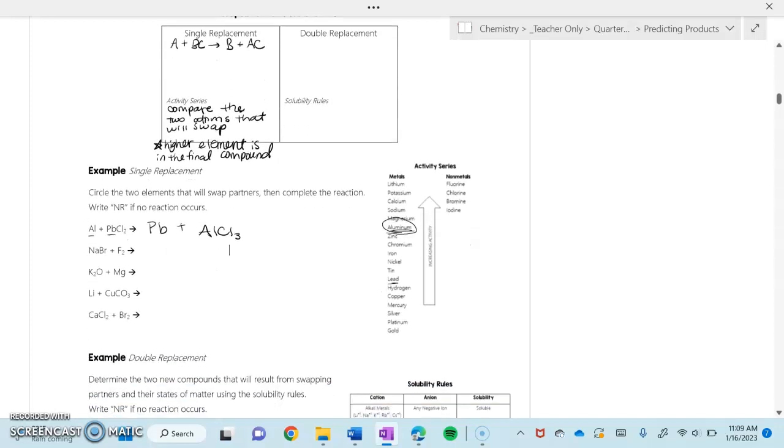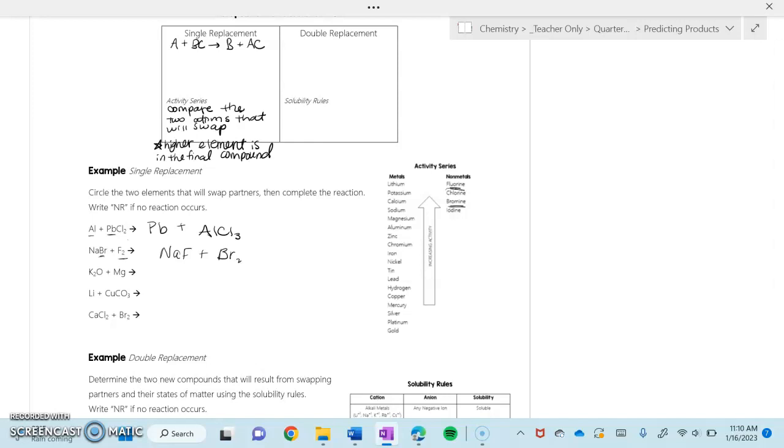Let's do a few more examples here. So we've got sodium bromide and fluorine. So our element is a nonmetal. That means we're going to be working on this nonmetal side now. So we're going to be matching up sodium or bromine. Bromine is the nonmetal. So we're going to compare these two. Fluorine's higher. It needs to be in our final compound. So this will become sodium fluoride and bromine. Okay.